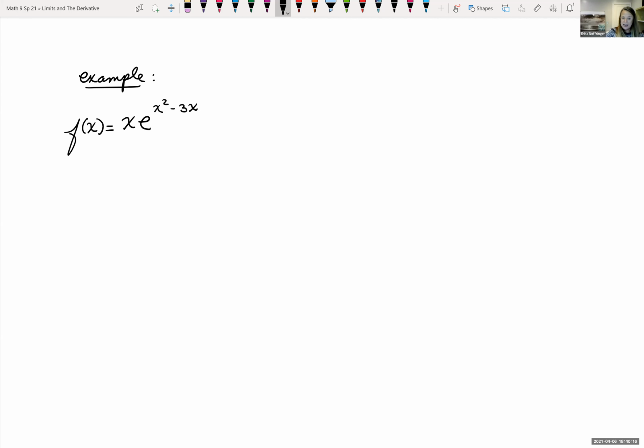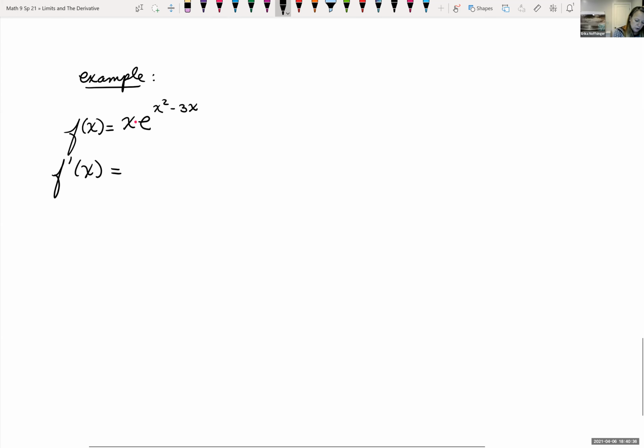So now we have to look at what rules we need to apply when we look at this derivative. So notice we have x times the function e. So we need to use the product rule there. And then when we take the derivative of e, we're going to need to use our chain rule. So let's just write that out. Derivative of f of x.